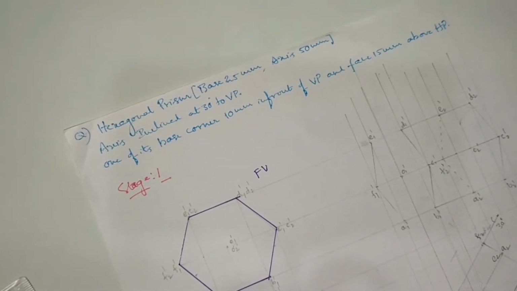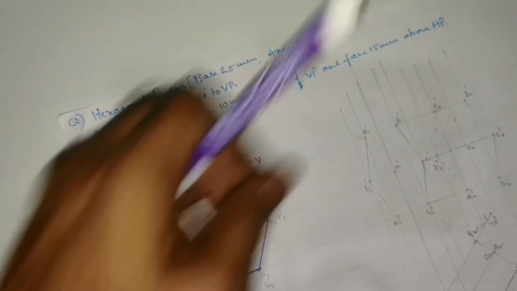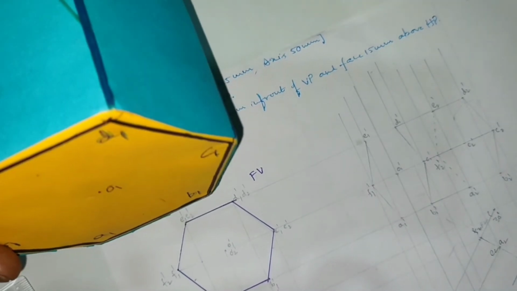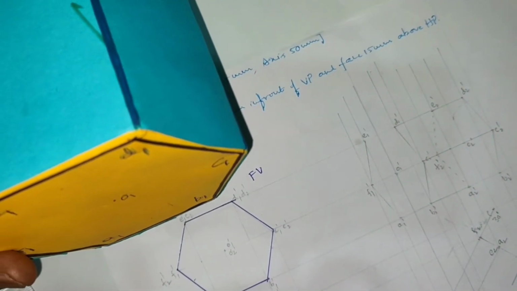So this is, see, I am going to show you the points here. When this is in this position, we are going to have F1 and F2, E1 and E2. So this is F1, F2.